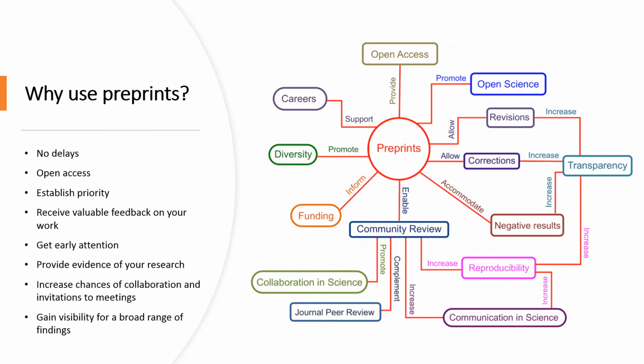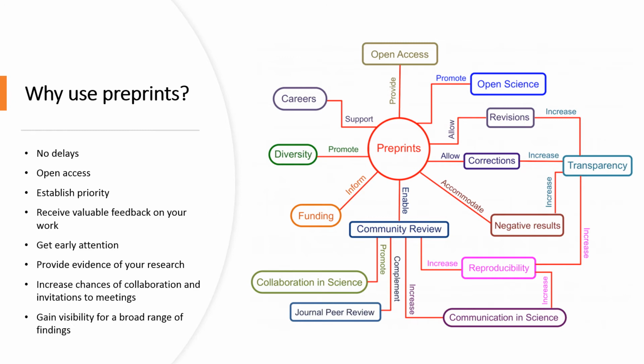Receive valuable feedback on your work. Once you have posted a preprint, you can send the link to fellow scientists asking for their feedback. Sometimes, scientists spot an error in your paper and comment on it. You can use such feedback to judge the quality of your work and improve it before you submit it to a journal. This will increase its chances of getting accepted by the journal.